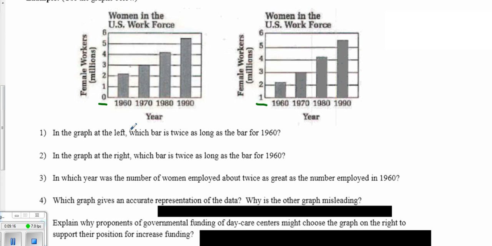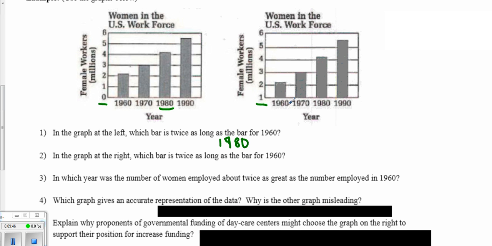So in the graph at the left, which bar is twice as long as the bar for 1960? If we start with 1960, remember that was a little bit above 2 million. We'd want one a little bit over 4 million, so it looks like 1980 is about twice as big as that one. So 1980 is the bar that's twice as much as 1960.